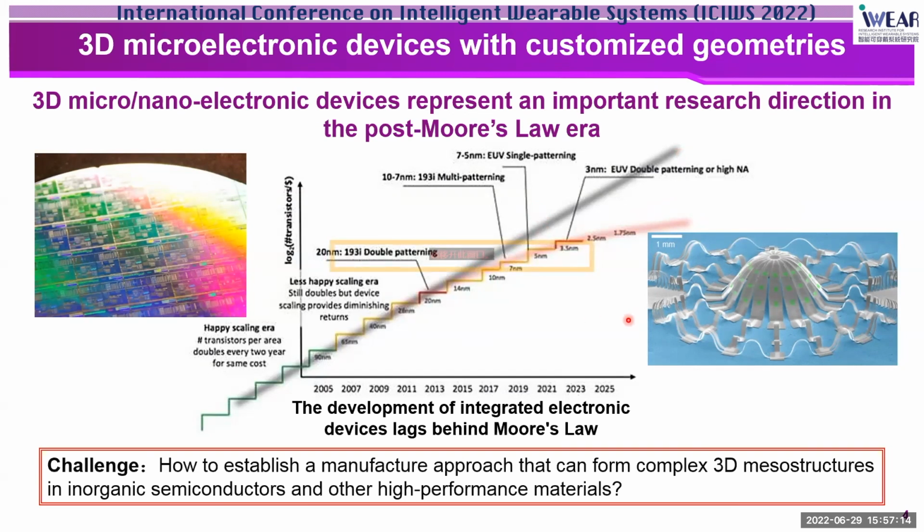Since the 3rd dimension can bring brand new opportunities, the 3D micro and nano electronic devices have become a very important research direction in the era of post-Moore's law. But here, a grand challenge is how to develop manufacture approaches that can enable the formation of complex 3D mesostructures in inorganic semiconductors, such as the single crystal silicon, the most important material in the current information industries.